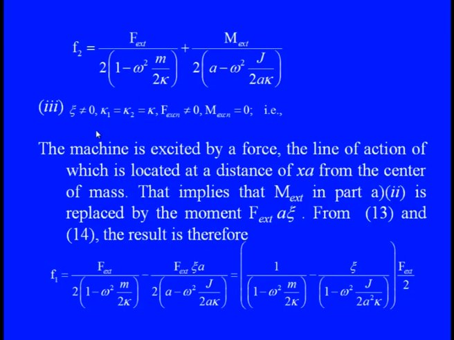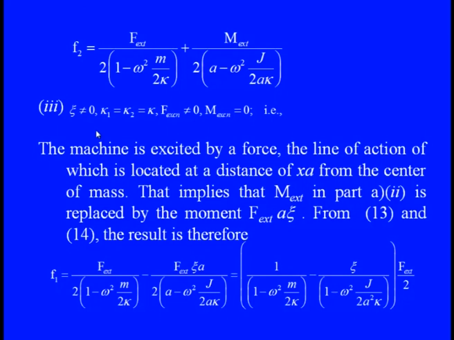The third case, in which you see here, we do not have zeta equals 0. Zeta is present, but the moment is 0 here. F excitation is there, the spring rate is the same, but there is no moment. So the machine is now excited by the force only.